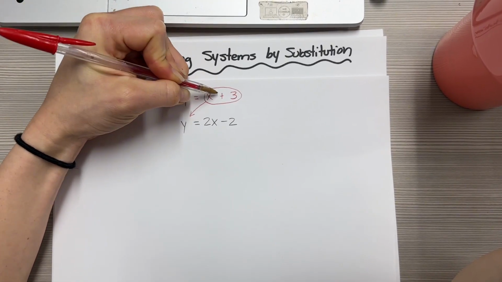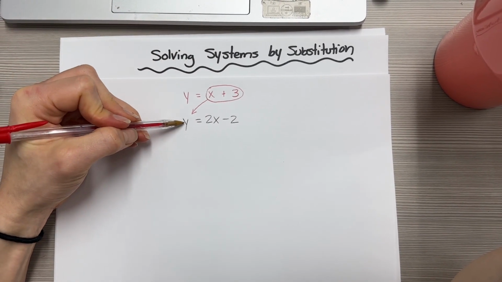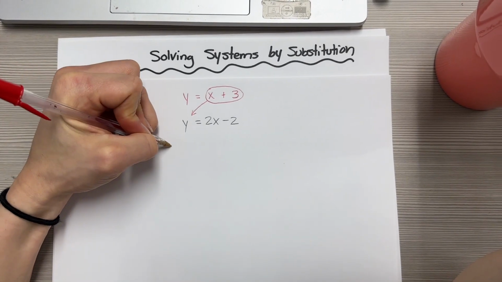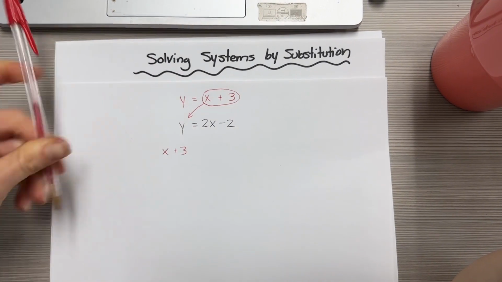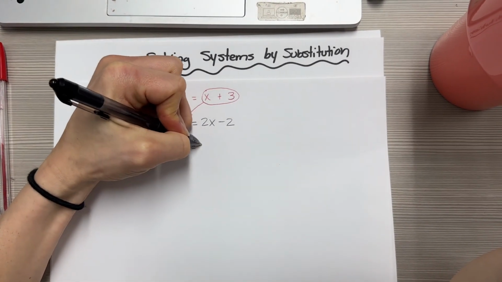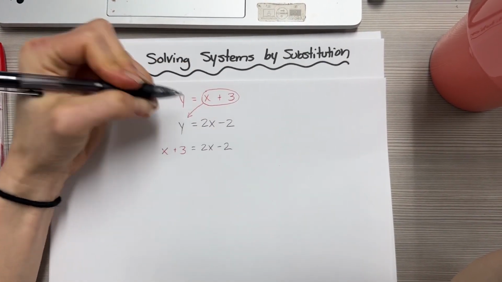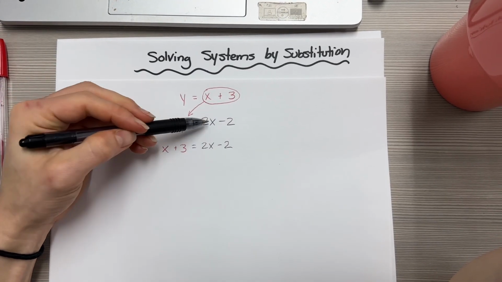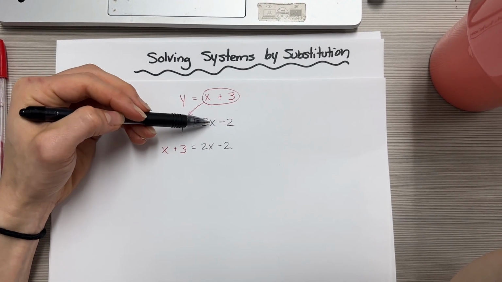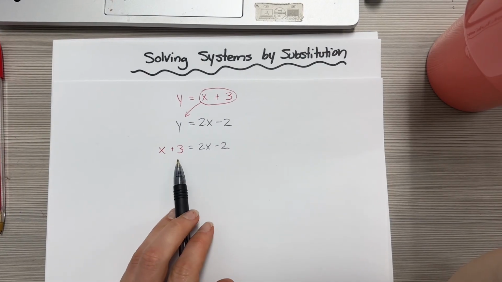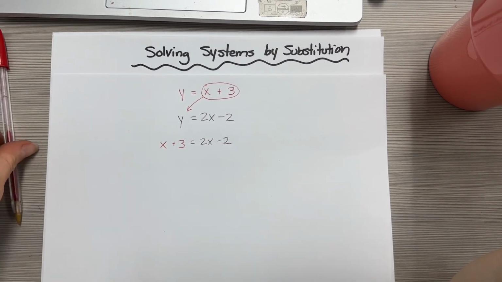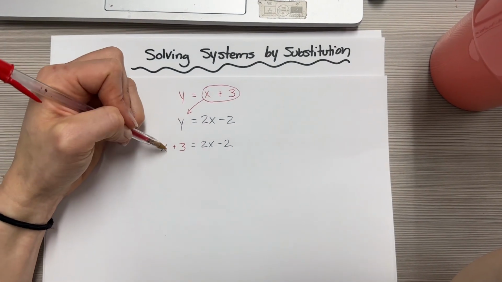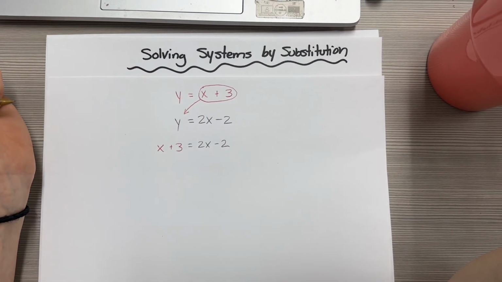So if y is x plus 3, then that means I can rewrite this second equation as y, which is x plus 3, is going to be equal to 2x minus 2. So if y is equal to this and y is equal to this, then these two must also be equal to each other. So now that we've rewritten our system, we can solve for x by getting our x's on the same side of the equal sign.